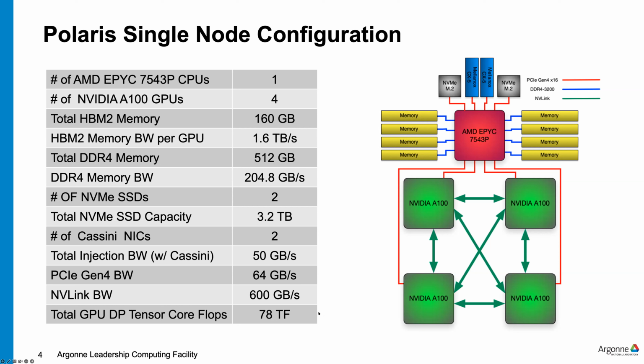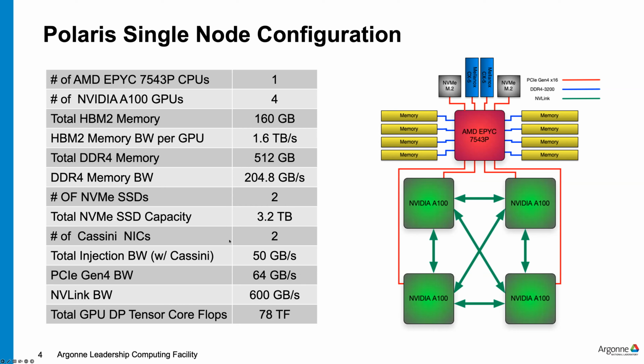You can see that we've got quite a bit of capabilities here, 78 teraflops with the four GPUs combined. And then you can see a very high NVLink bandwidth between them. So if you want to share data between the GPUs, it's very efficient. A couple of things to note. We do have SSDs on the node, but they're not currently user accessible. So that's still a TBD that will eventually be available.